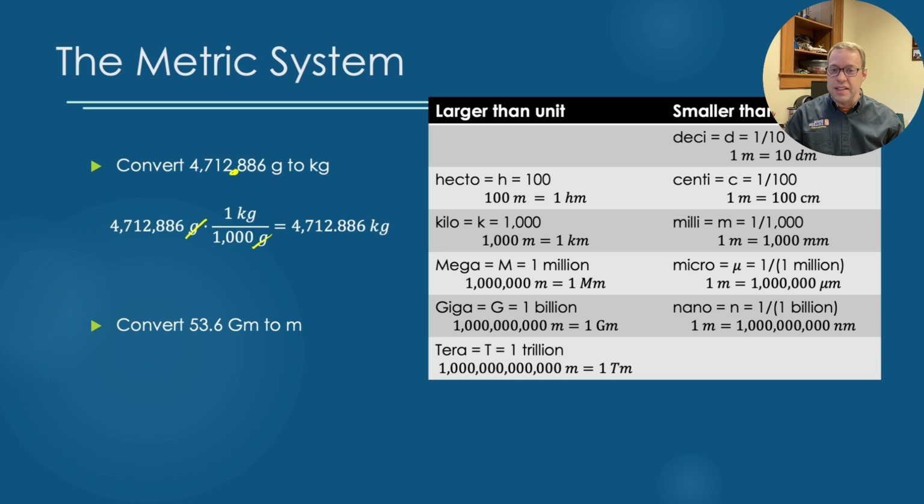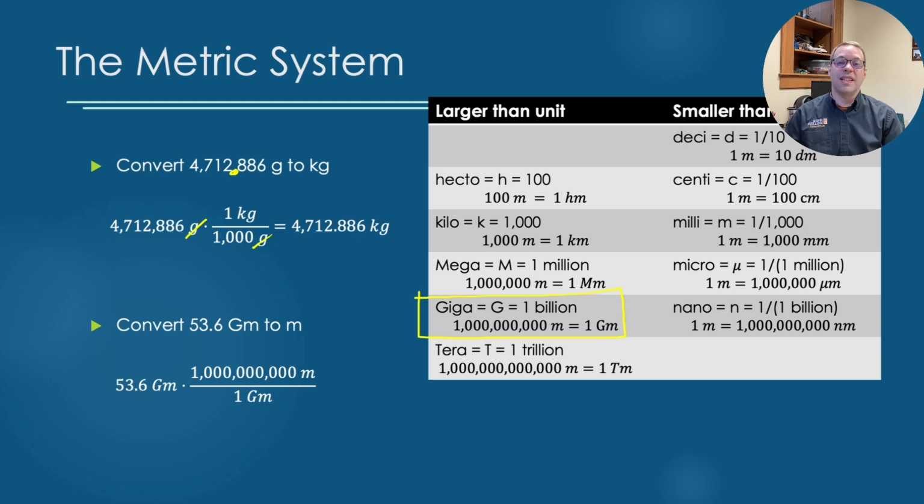So giga means billion. Oh, let me try that one again. That didn't work so well. Let me highlight that like so. Giga is billion. This is the one we want to use. So 53.6 gigameters is 53.6 billion meters. You just take 53.6 times a billion, and you end up with 53.6 billion meters. Okay, let me show that to you with the math.